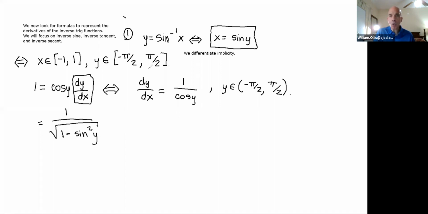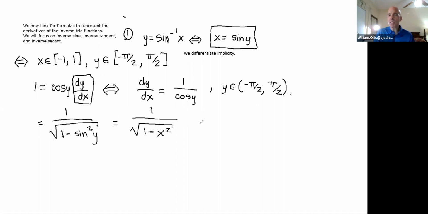Now notice when we go up here, we see that sine y is just x. So this gives us 1 divided by the square root of 1 minus x squared.